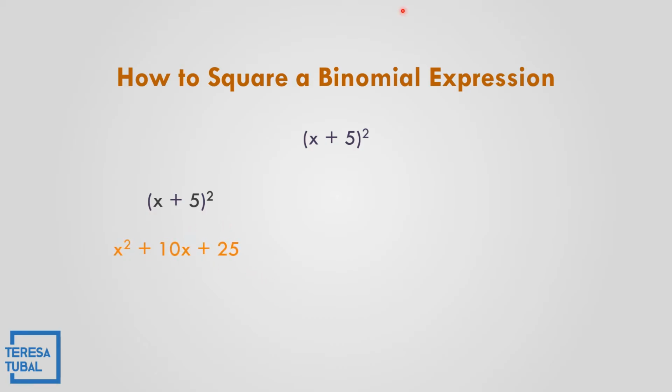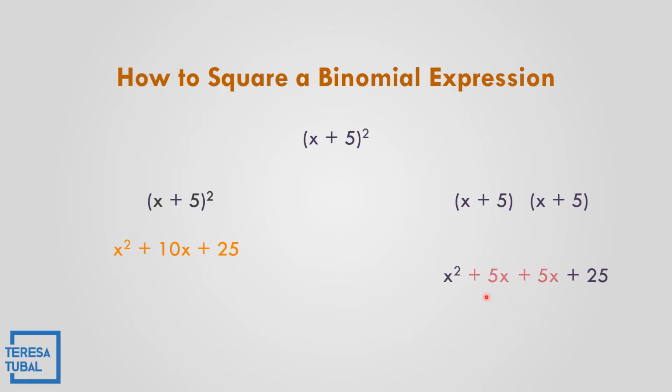What if we use the other solution using the FOIL method? FOIL method is first, outer, inner, and last. So the quantity x plus 5 squared is also expressed as x plus 5 times x plus 5. Using the FOIL method, we multiply x times x, which is x squared. And then outer, x times 5, that is equal to positive 5x. And then inner, 5 times x is equal to 5x. And then the last, 5 times 5 is equal to 25.